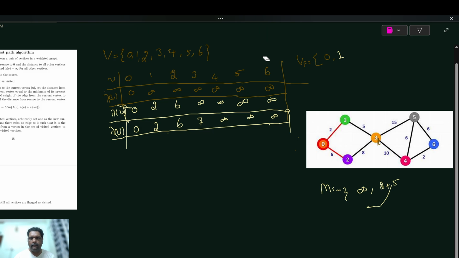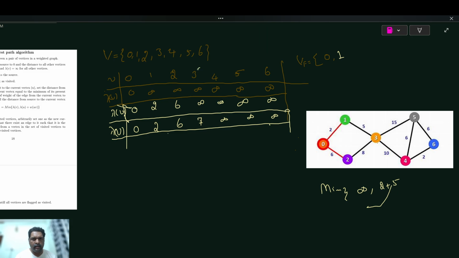So the unvisited vertices are 2, 3, 4, 5 and 6, and we have to look for the edges from the visited vertices, that is 0 and 1, to the unvisited vertices. So here, the one with the minimum weight: there are edges like 0 to 2 and 1 to 3. These two are the edges from the visited vertices to the unvisited vertices, and out of which the minimum one is from 1 to 3. So we choose 3 as our current vertex. So the current vertex status goes to the vertex 3.